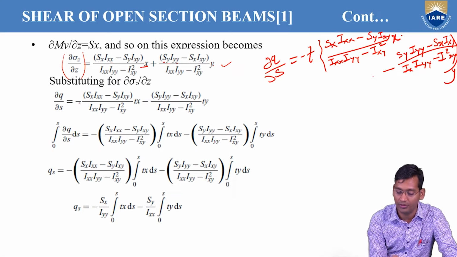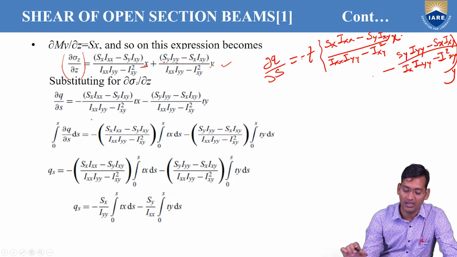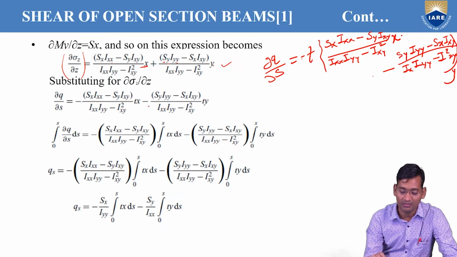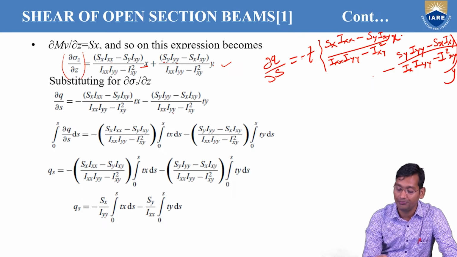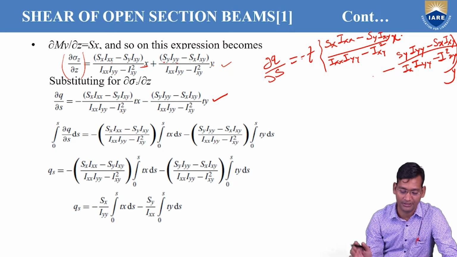So here that is minus sx ixx, because this term is plus. So here after multiplying it will be minus. So minus (sx ixx minus sy ixy) by (ixx iyy minus I square xy) into tx, minus (sx iyy minus sx ixy) by (ixx iyy minus I square xy) into ty. So after substituting the value of del sigma z by del z.